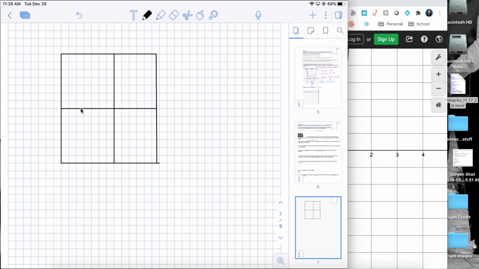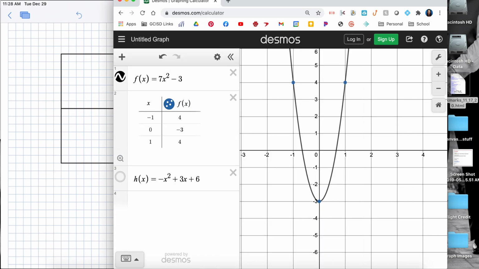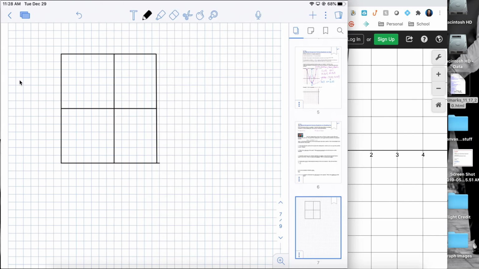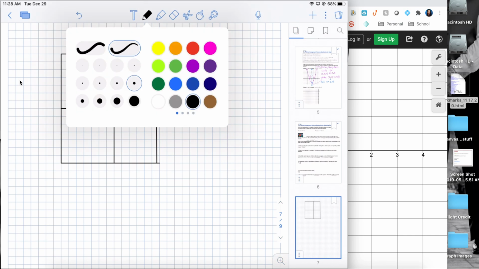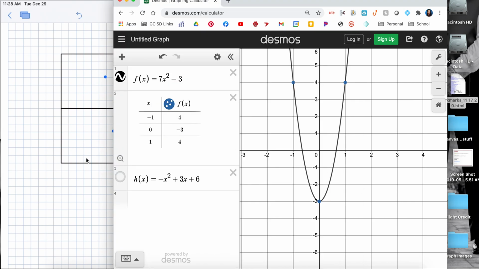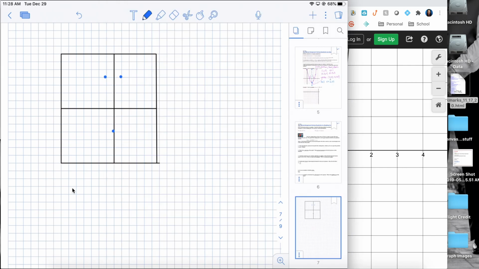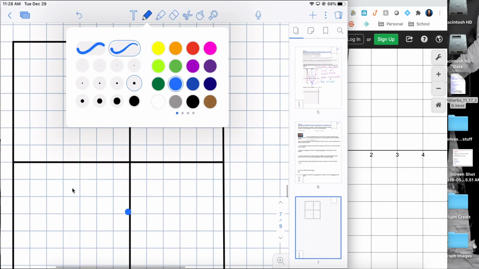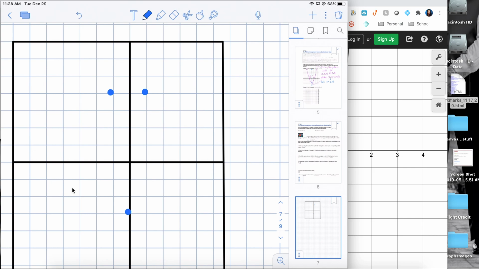All right, so our points that we had were 4, -3, and 4. Okay, we are in blue, so I'm going to use 4, 4, -3, and 4 again. We have a super, super skinny parabola, so I'm going to zoom it in just a little bit so we can see it. And to find our solutions, obviously we're going to need to look for these 2 points.